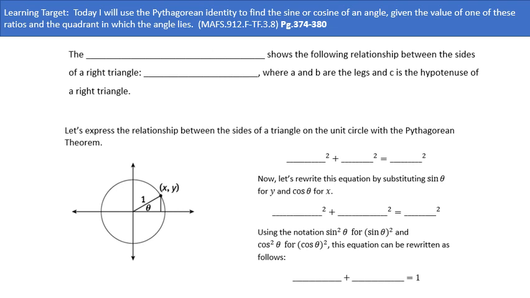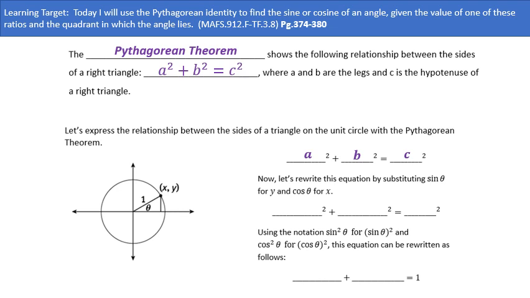All right, let's start with the Pythagorean theorem, because the Pythagorean theorem shows you the relationship between the sides of a right triangle. What is the Pythagorean theorem? I know it's so hard to remember. a squared plus b squared equals c squared. Remember, a and b are the legs of a right triangle, and c is the hypotenuse. Okay, so let's express this relationship in terms of the unit circle. We'll start with the Pythagorean theorem, which is a squared plus b squared equals c squared. Okay, let's rewrite this based on the unit circle.